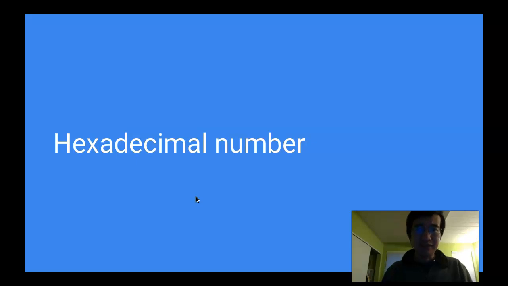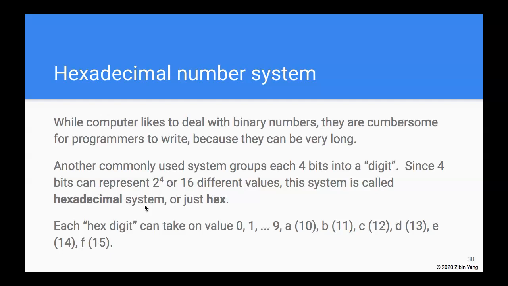Hi, we're going to talk about hexadecimal numbers in this video. So we know that binary numbers are native to computer chips, so it's very nice for the hardware to deal with. However, for us humans, they are quite cumbersome because they are very long, right? Each digit is only 2 values, so that's a very inefficient way of encoding information.